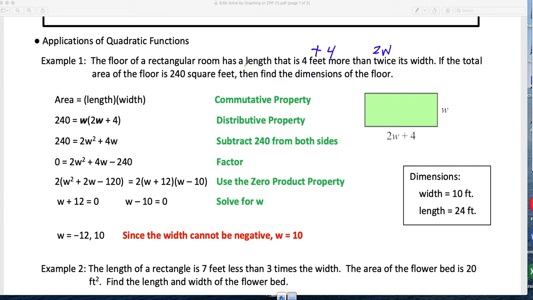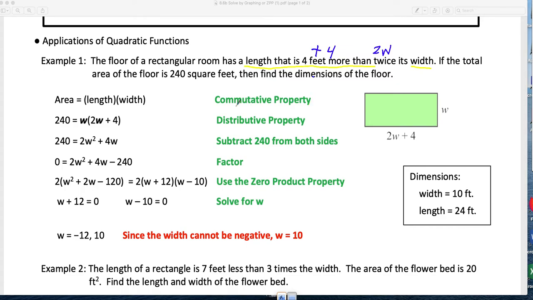The length is going to be stated in terms of the width, because the width we don't know anything about. We know 0 about the width. But we know the length is 4 feet more than 2 times the width. And that's where we got that statement. So now that I know an expression for the length and an expression for the width, I can fill in my area. Okay, so the area we got right here was 240 square feet.